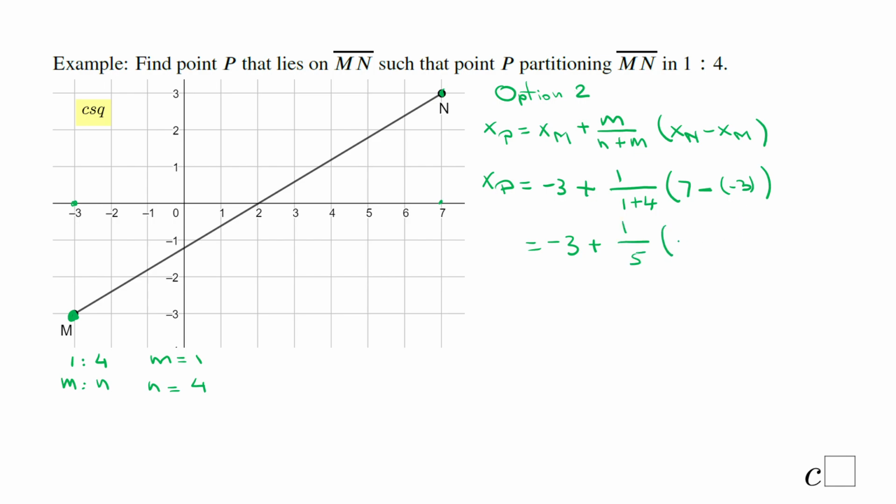7 minus 3, that is +10. Now we can simplify here, or we will simply multiply 1/5 times 10, that will be +2, right? Or you can do this if you want. And the answer will be -1. The x coordinate of the point P is at -1.